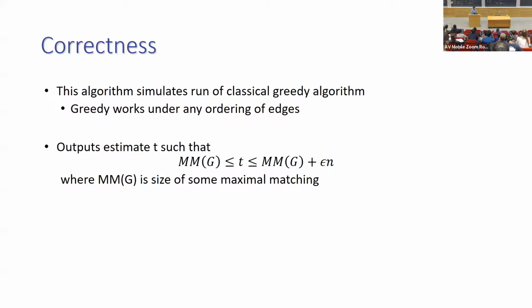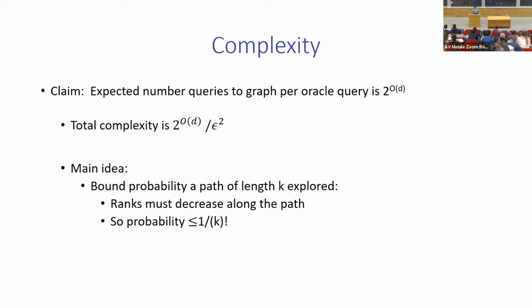So why does this actually work? We'll worry about the running time in a second. But it works because greedy works under any ordering of the edges. So if we give it random ranks, it's going to work. Okay. And now this is going to estimate. It's going to output... don't worry about this second bullet. Let's not worry about that.